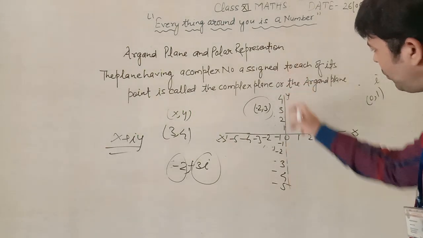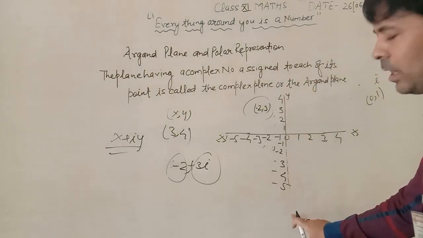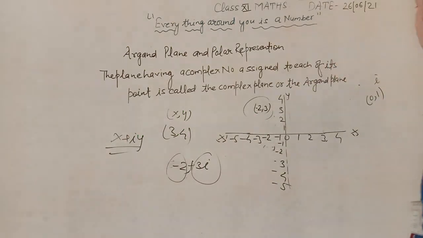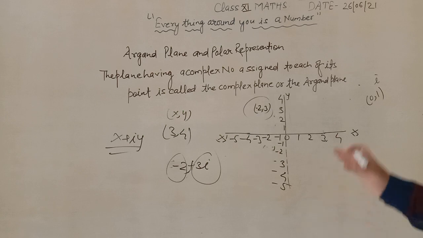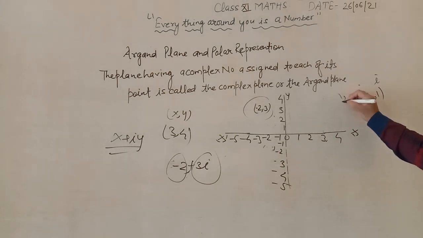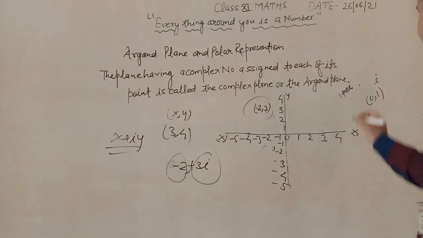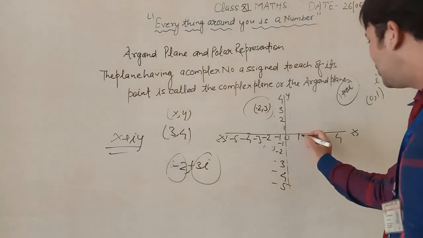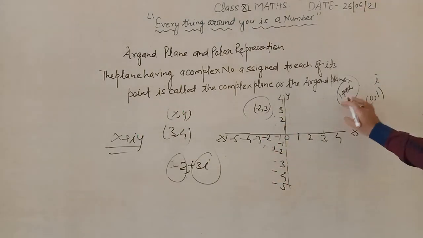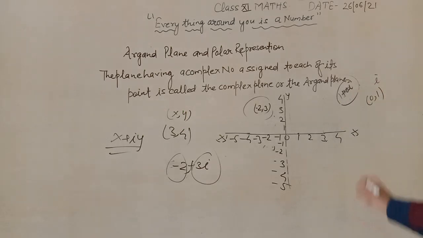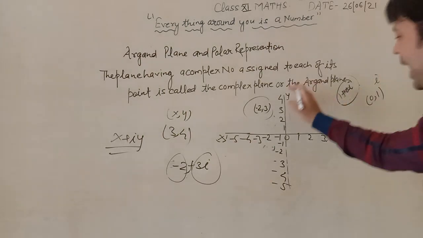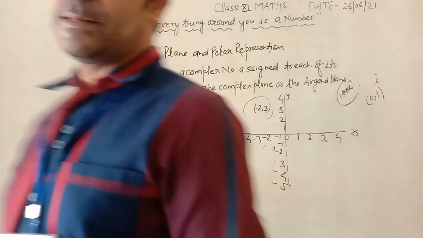You have to remember one thing: this is the imaginary axis and this is the real axis. When you represent 1 plus 0i, its representation is here. This point represents 1 plus 0i. So you can say that the x-axis is the real axis and the y-axis is the imaginary axis.